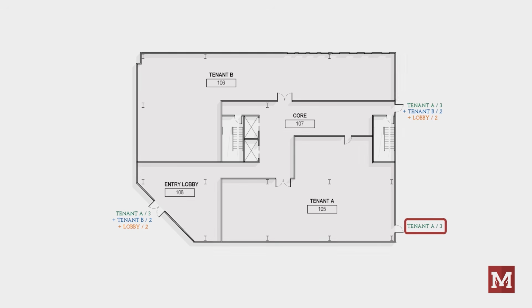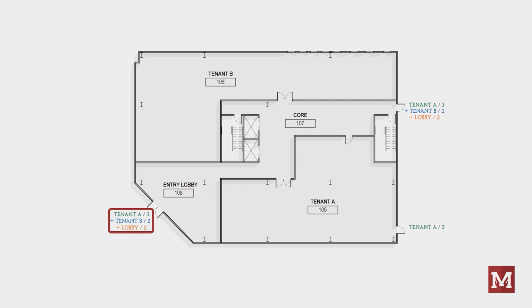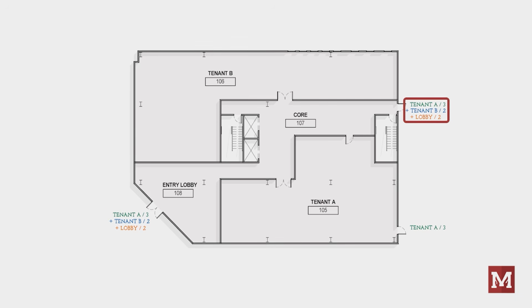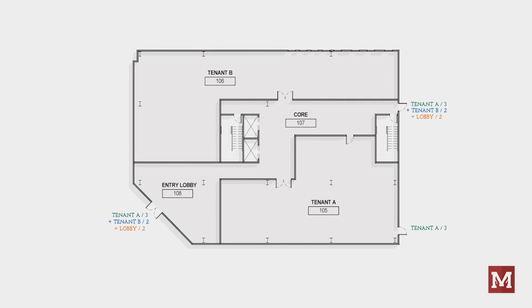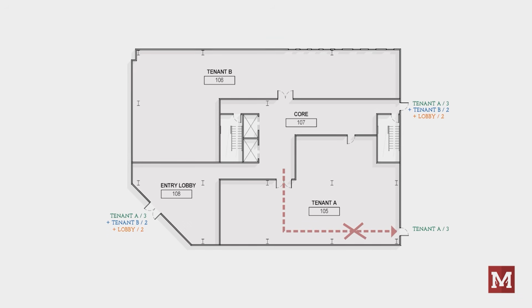For the door out of tenant A, this would be 1/3 of tenant A's occupant load. For one door out of the lobby, it would be 1/3 of tenant A plus 1/2 of tenant B plus 1/2 of the lobby. The second lobby exit would have the same value and calculation. Alternatively, you could max out each exit, but only to the extent exits are available to each occupant. You cannot have tenant B or lobby occupants exiting through tenant A.